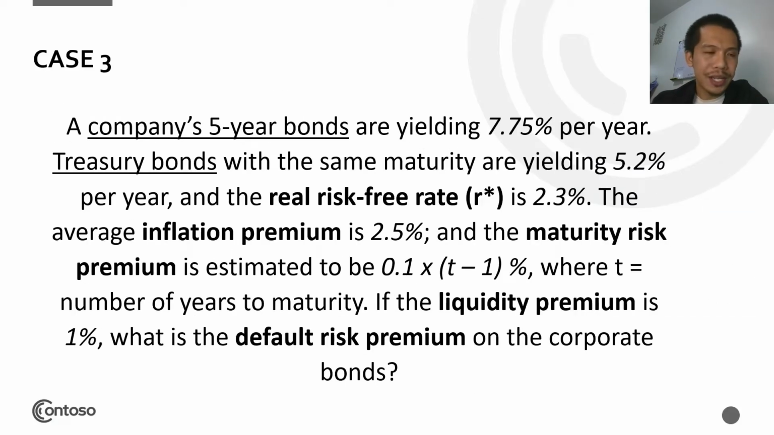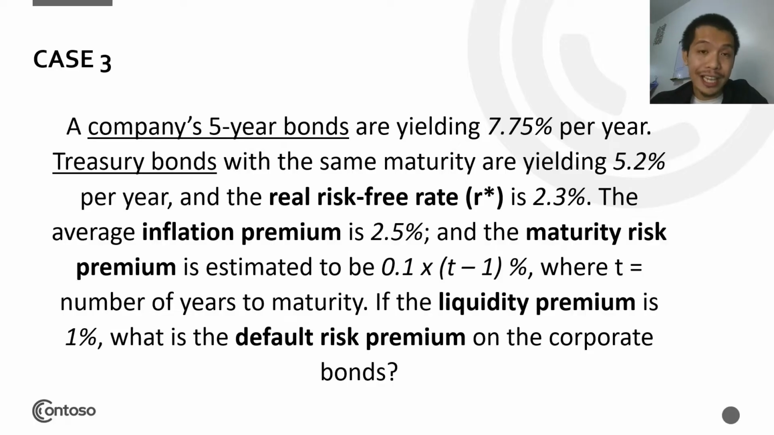Now let us go to case 3. A company's 5-year bonds are yielding 7.75% per year. Treasury bonds with the same maturity are yielding 5.2% per year. The real risk-free rate R star is 2.3%. The average inflation premium is 2.5%. And the maturity risk premium is expected to be 0.1 times T minus 1%, where T is equal to the number of years to maturity.